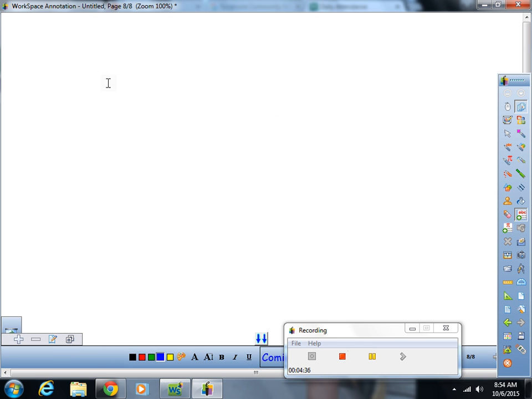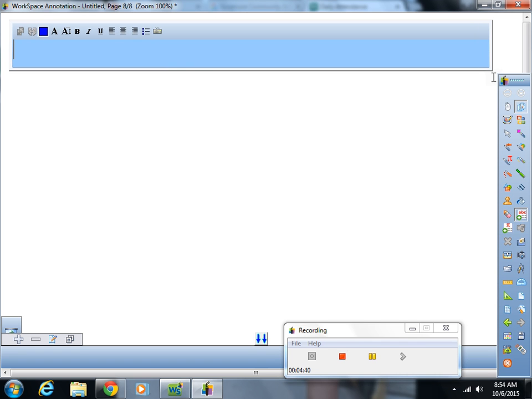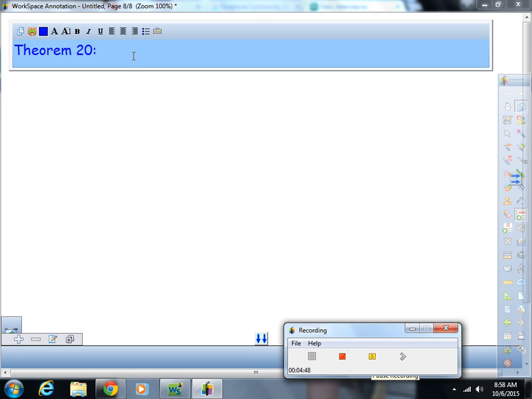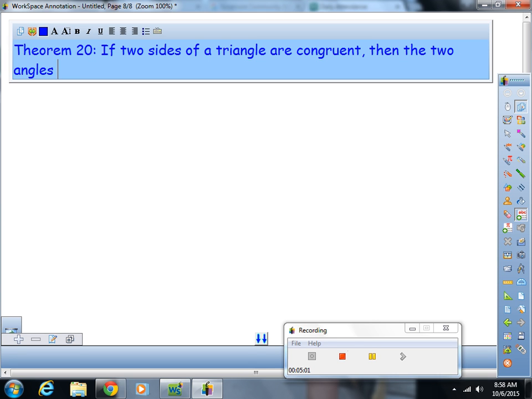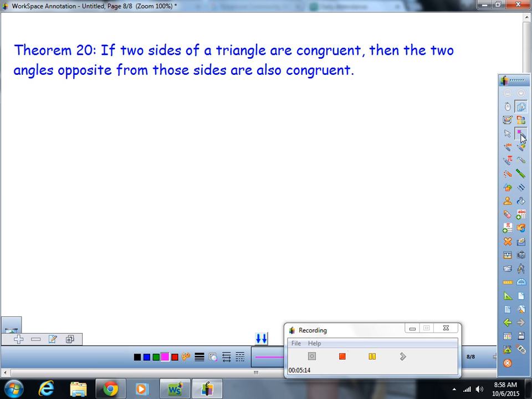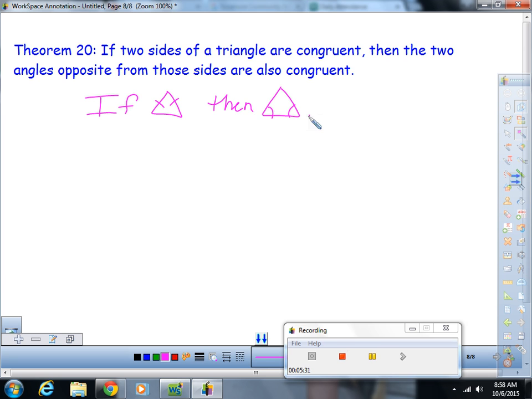All right, now, these two theorems, we will have abbreviations for. And they're very closely related. All right, so Theorem 20 says, if two sides of a triangle are congruent, then the two angles opposite from those sides are also congruent. Okay? What we will say in class, in our proofs, our reason for that will actually involve a picture. We will just write this: if sides, then angles. Do you understand that reason? Okay? And Theorem 21 is the converse to that.